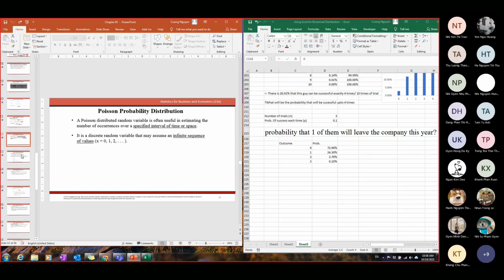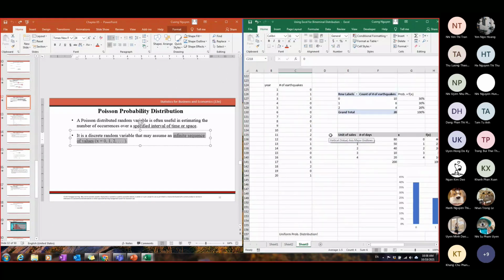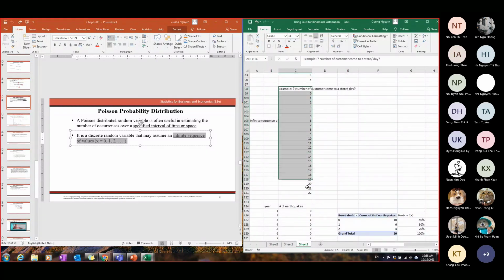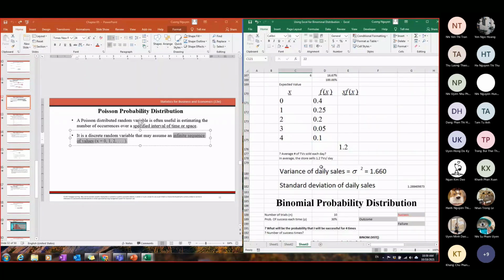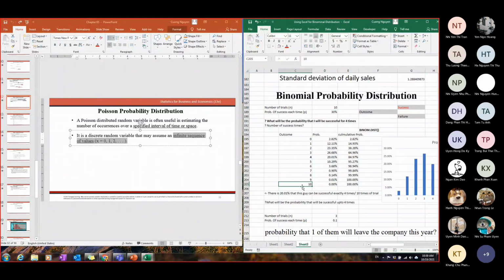I'm watching the time. Okay, now let's talk about the Poisson probability distribution. For this one, we may assume that there is an infinite sequence of values. It's the same thing I told you already about the number of customers coming to the store a day. There is no upper limit. Maybe 0 customers come to the store, but maybe 22, maybe 100, maybe 1,000, maybe 10,000. So we don't have an upper limit, compared to what we generated with the binomial probability distribution. That one had 10 trials, which is why it has an upper limit.